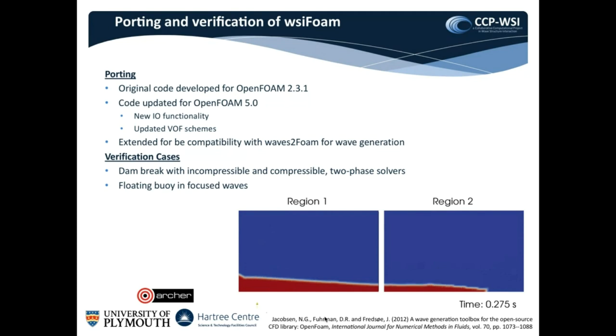The new code was verified in multiple cases, including a two-region dam break, such as the one shown on screen. So you can see that there's two regions. There's a left-hand region, which was incompressible, a right-hand region, which was compressible, and the white gap in between shows the shared boundary between the two regions. And it passes smoothly between the two regions. But we also considered a free floating wave energy converter in focused waves, and it performed well.